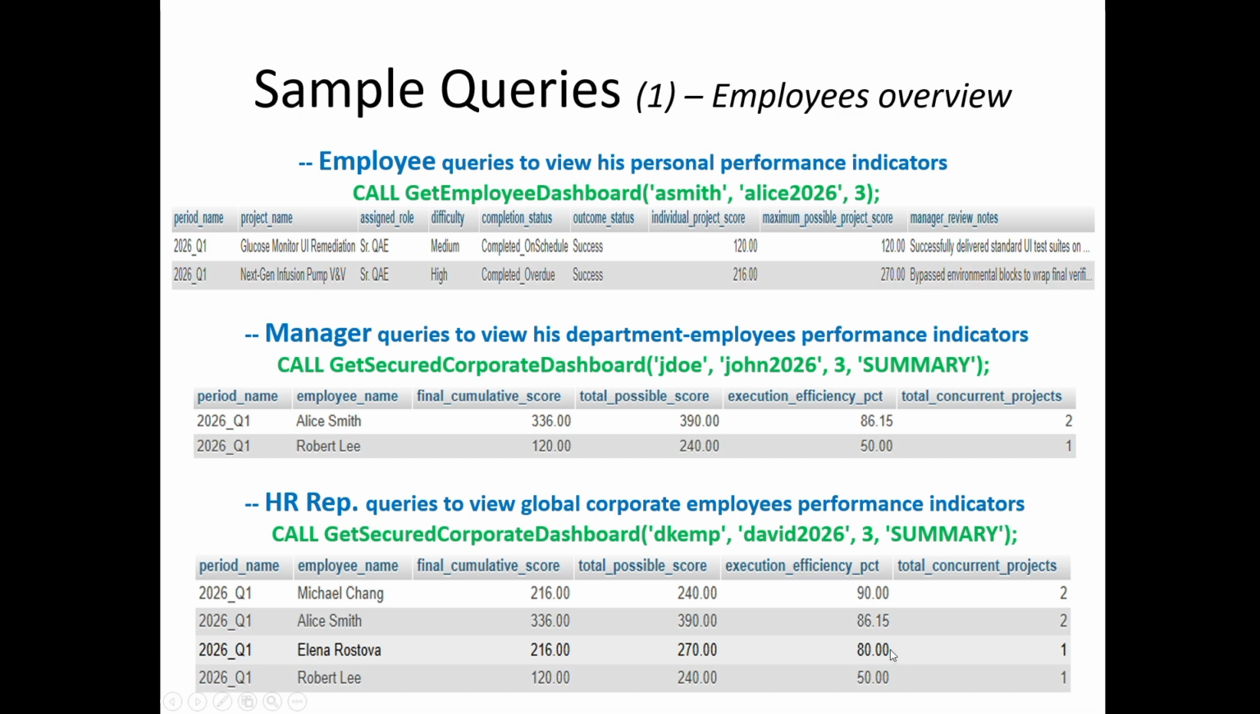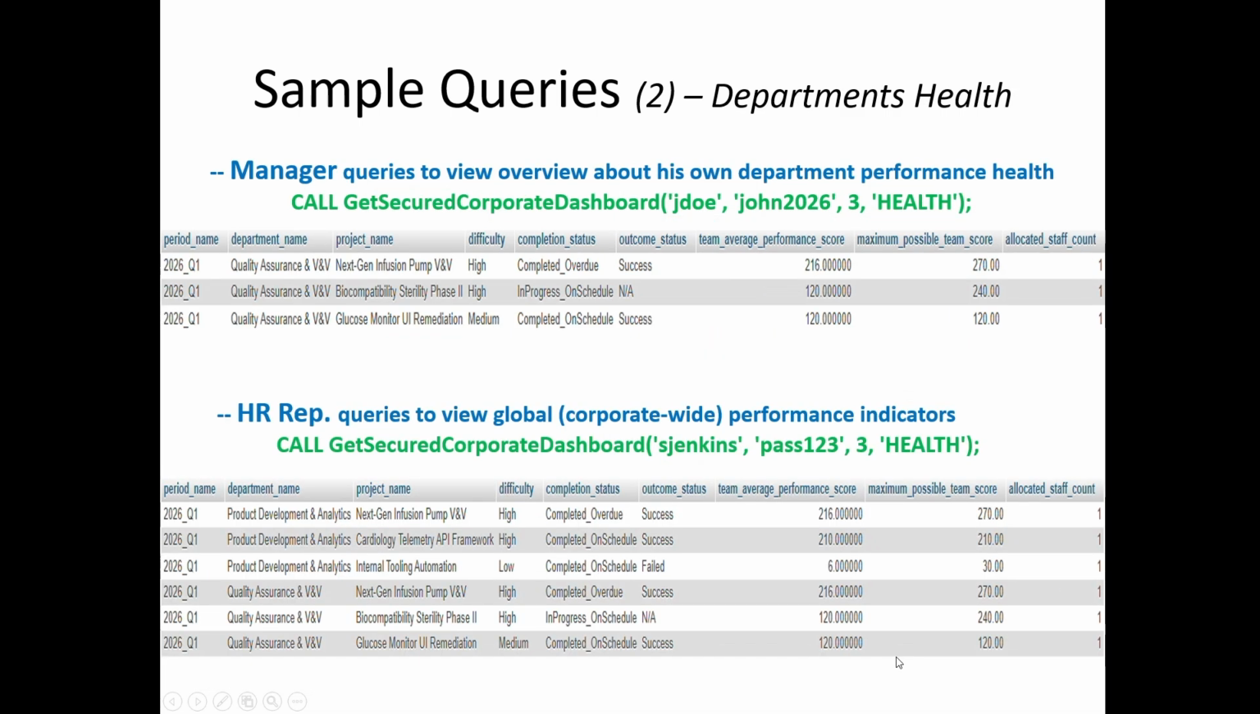This second slide answers the question: which projects are at risk and where are the resource bottlenecks? Instead of showing individual employee names, the database uses the health modifier to shift focus entirely to project delivery and team averages. In the top query, John, the QA manager, looks only at his own backyard, quality assurance and V&V. John sees that while his team wrapped up the glucose monitor on time, the highly critical next-gen infusion pump project slipped into completed overdue. Now, John can immediately use this data to investigate timeline blockers and hurdles in his department.